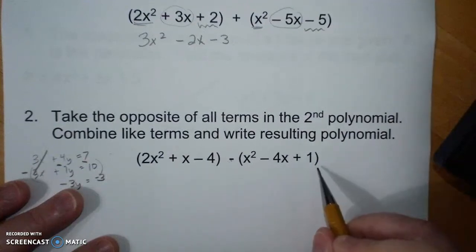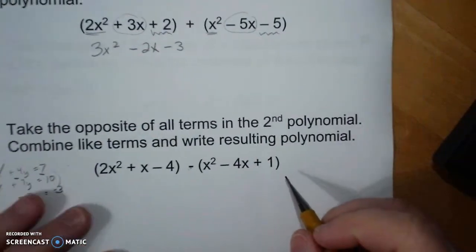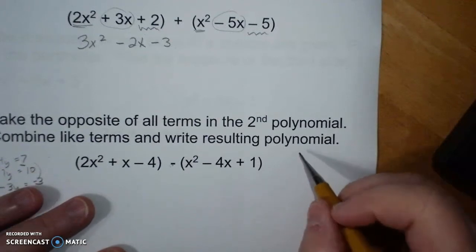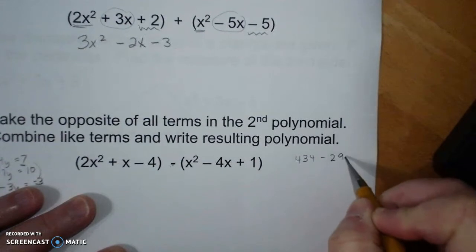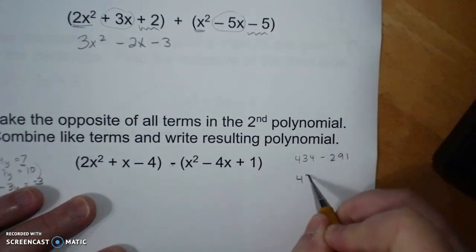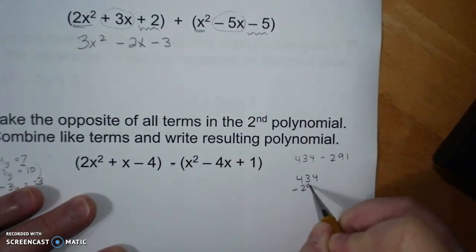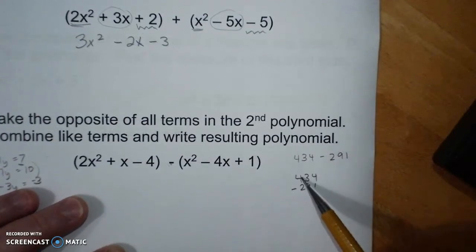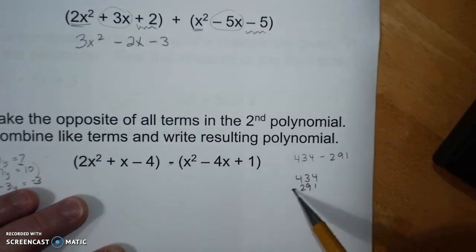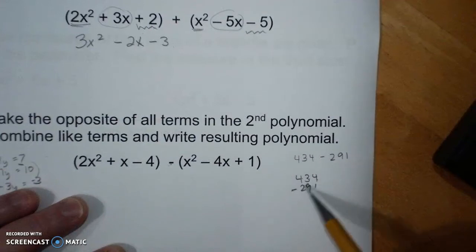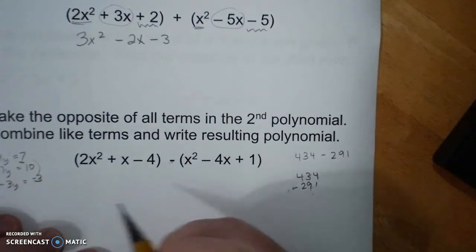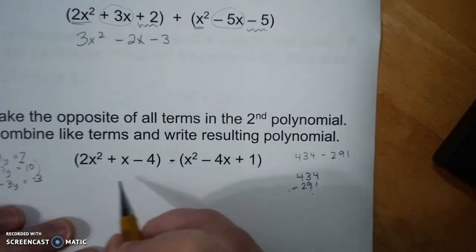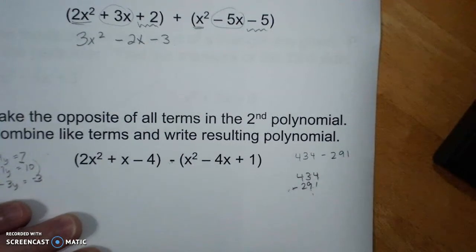The longer these are, you're going to revert back to the lower grades when they had 434 minus 291. They would make you write 434 minus 291. And remember, you would go 4 minus 2, 3 minus 9, 4. Actually, you'd start over here. 4 minus 1, 3 minus 9, 4 minus 2. It's the same thing.